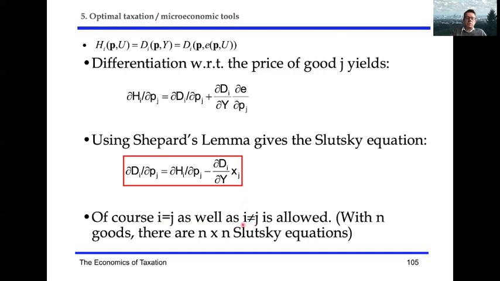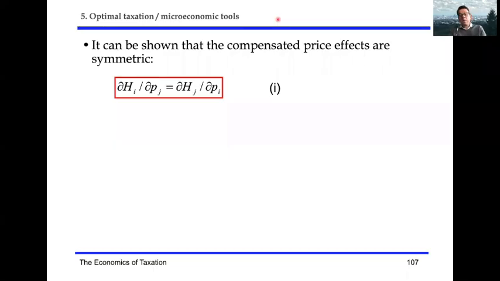So with n goods, there are n times n Slutsky equations, and we can even build a matrix of all these price effects, which would then be the Slutsky matrix. Now, one thing that is interesting and not too intuitive, to be honest, is that the Slutsky matrix is symmetric. That means the compensated price effects are symmetric.